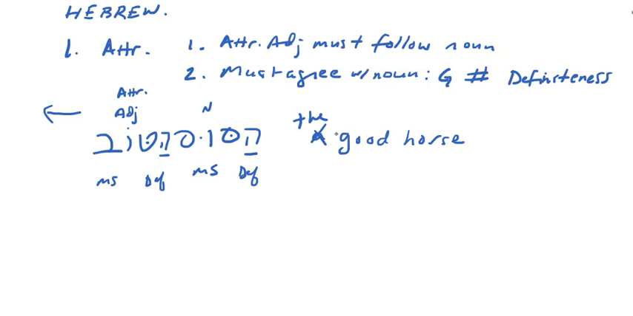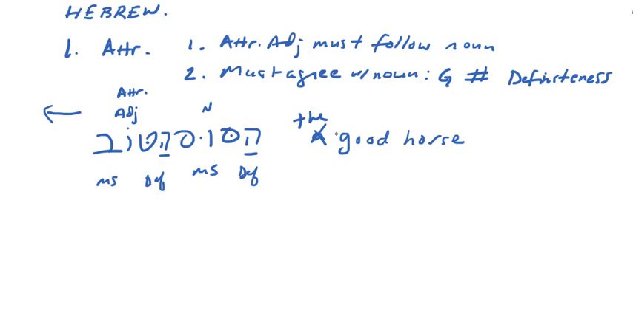Take a look at the bottom of page 81 in your Ross textbook, and we'll read the examples here. So look at the first one. We have melech tov. Tov is the adjective. It goes after the noun. It agrees with the noun in all three ways, doesn't it? They're both masculine, they're both singular, they're both not definite. So this is a good king. What kind of king? A good king. Attributive adjective. The next example, he just throws the article on both, so they still agree in all ways.